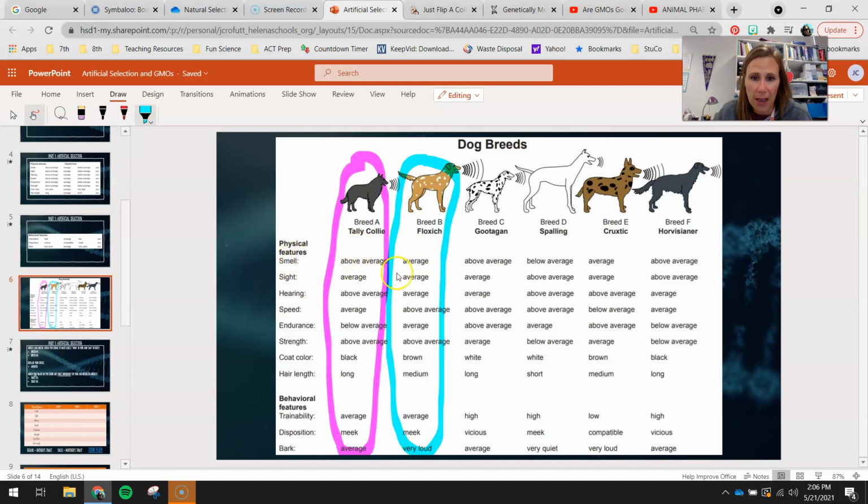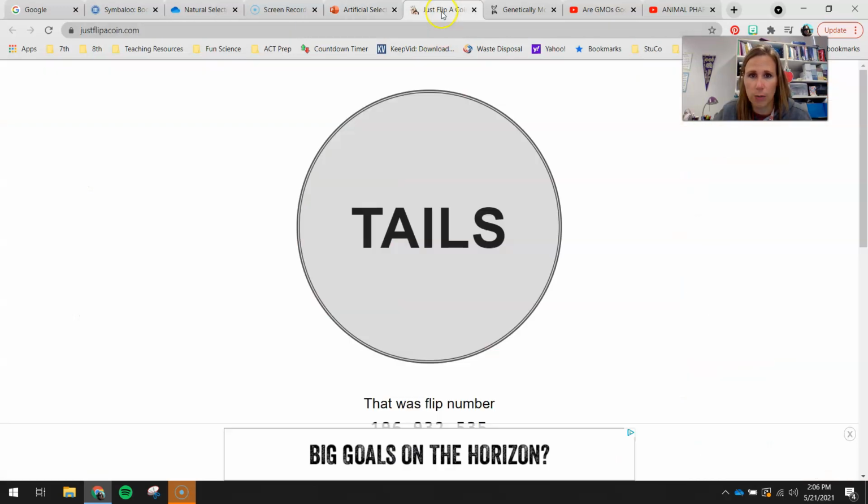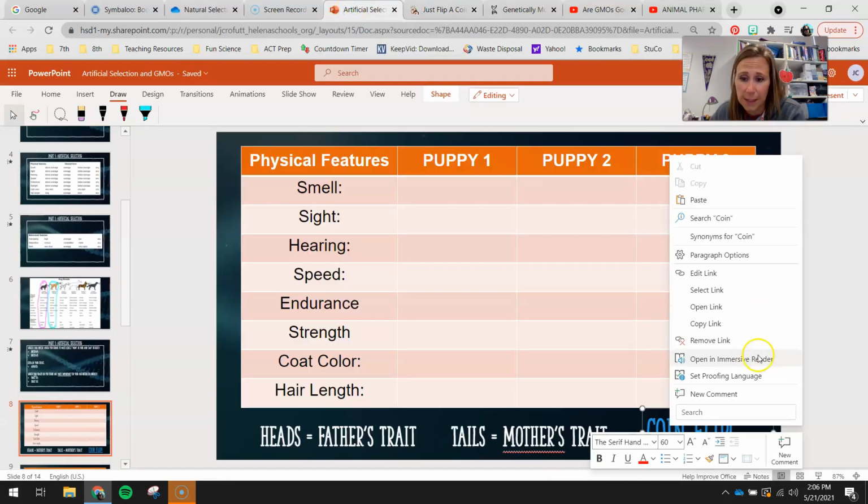So if mom is above average and dad is average, we're going to flip a coin, and we're going to figure out what each of these puppies is going to be. If you have a coin at home, you can use that. If you don't have a coin and you want to go new school, you can use this little link right here and say, all right, my first puppy, I chose heads for this.